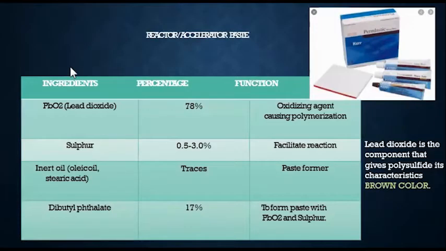Then you have the reactor accelerator phase. The main reactor here is lead dioxide, which is about 78%. It's an oxidizing agent that initiates the polymerization reaction. We have sulfur, inert oil like oleic oil or stearic acid. Then dibutyl phthalate plasticizer is present also. It forms a paste with lead dioxide and sulfur.